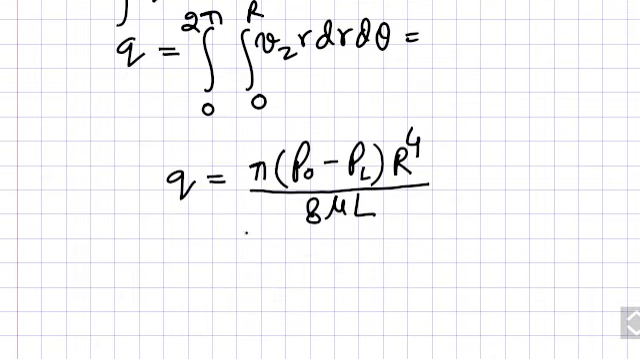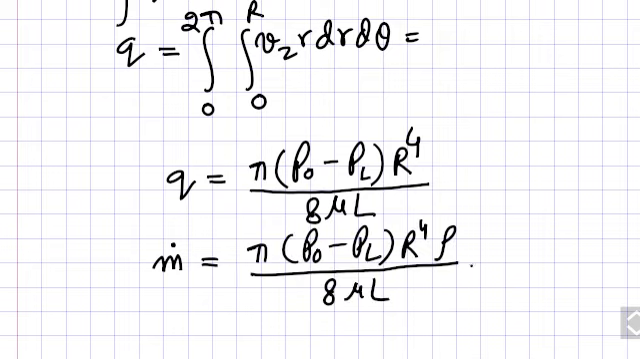So this is the formula for Q, and after that you can find the mass flow rate. Just multiply it by density, which you already know. So this is the formula for mass flow rate. So in a numerical problem, you can very easily find the mass flow rate, volumetric flow rate, and maximum velocity.